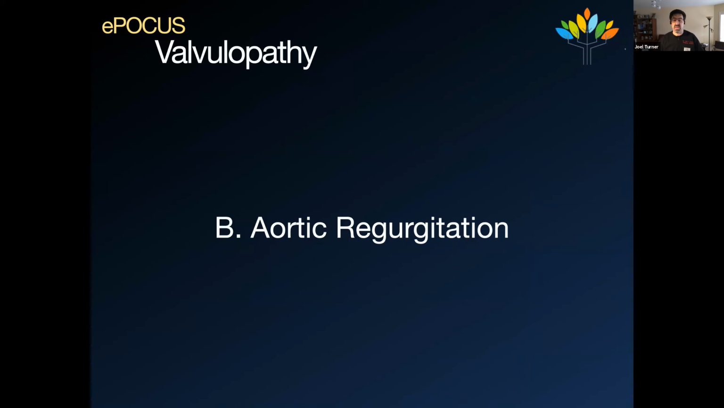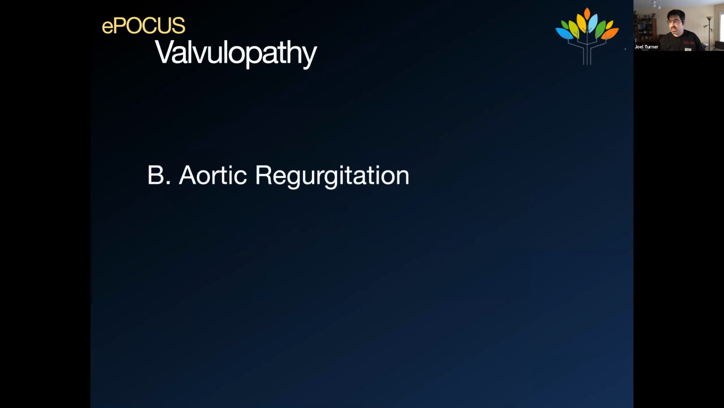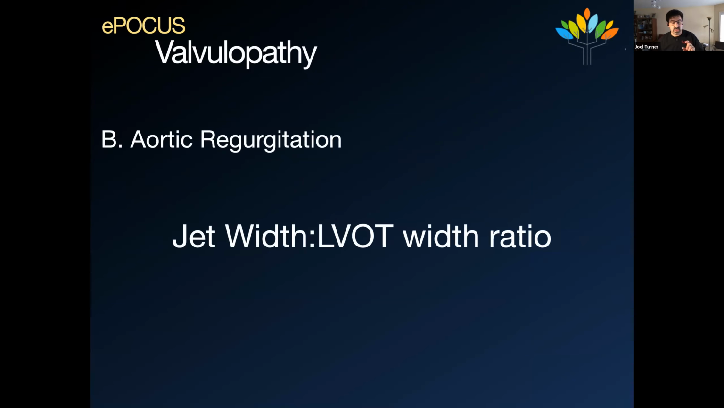We move on to the aorta and the aortic regurg. This is where we now want to compare the width of the jet with the width of the ventricular outflow, which is where you're going to actually see the aortic valve regurg.